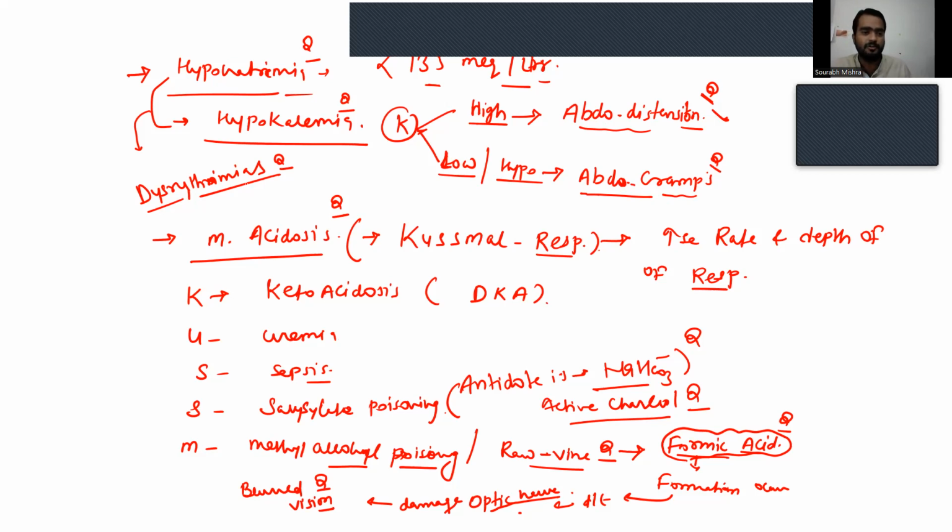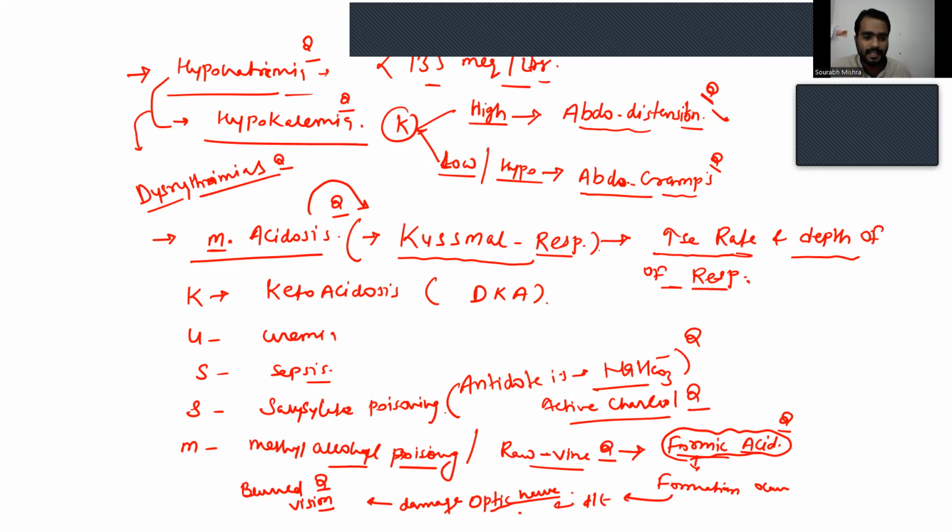After that, dysrhythmia is there due to sodium or potassium alteration. After that, you see metabolic acidosis. Under metabolic acidosis, you see Kussmaul respiration. So what is Kussmaul respiration? When metabolic acidosis is there, the patient's respiration rate is increased. The normal respiration rate is 16 to 20 breaths per minute. But in Kussmaul respiration, the rate is more than normal, more than 20 breaths per minute, and the depth of respiration is also increased. So under metabolic acidosis, you see Kussmaul respiration.